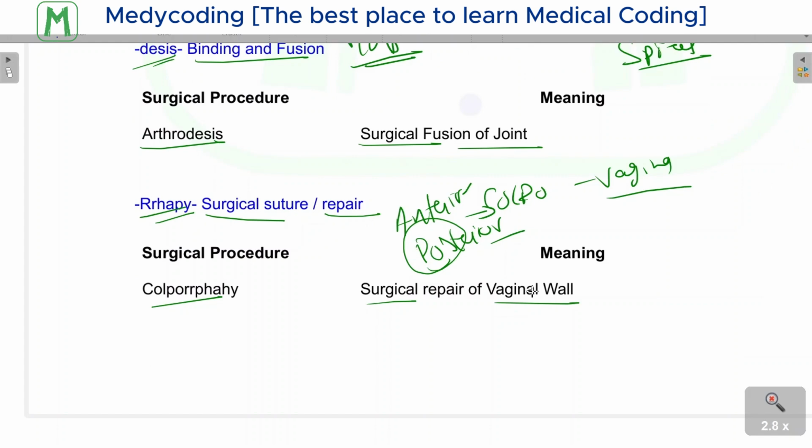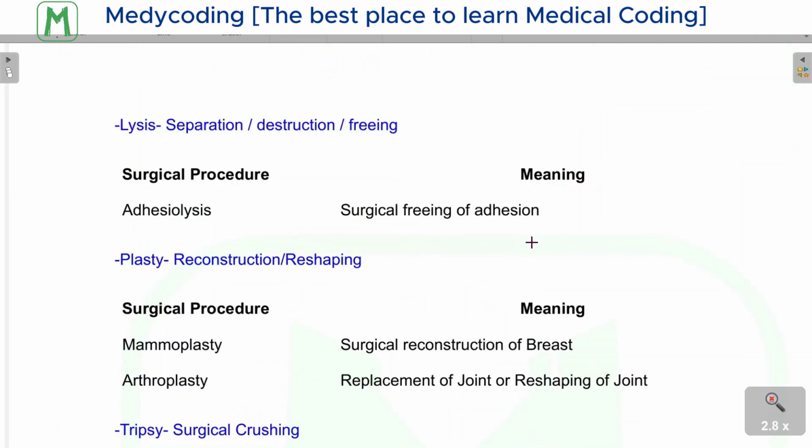Next suffix is lysis, which means separation, destruction, or freeing. So adhesiolysis means lysis of adhesions. During surgery, the physician has to enter inside our abdomen. So they perform lysis of adhesions.